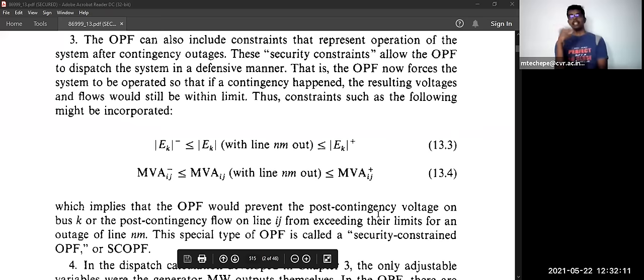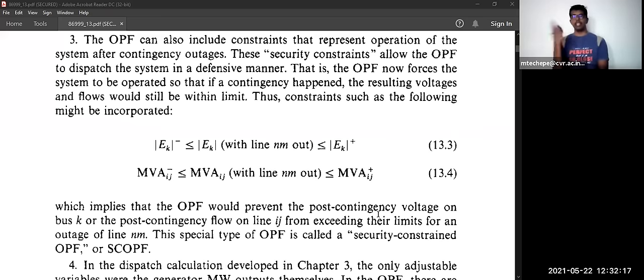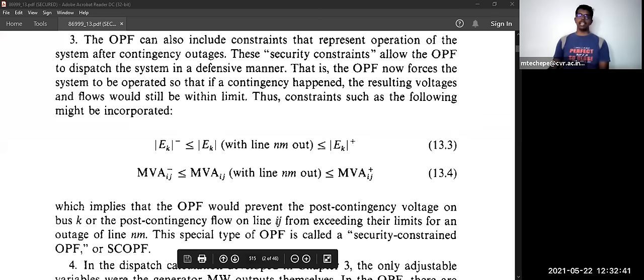So even post contingency, even if a fault may happen in the particular line N and M, the algorithm is already forecasting it. We are doing the post contingency analysis, that is, flow on the line I and J exceeding the limit for the outage of the line N. This special type of OPF is known as security constrained optimal power flow, SCOPF.